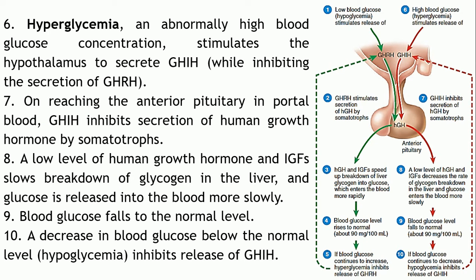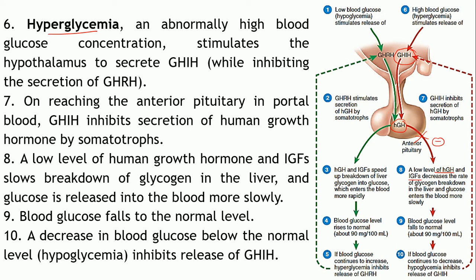On the other hand, if hyperglycemia is produced, that is abnormally high level of glucose, this will stimulate the hypothalamus to produce growth hormone inhibiting hormone. When this reaches the anterior pituitary, it will result in inhibition of the release of human growth hormone. So, it will be inhibited. This release will not take place. As a result of low levels of human growth hormone, what will happen? IGF will not be produced. So, IGF levels will also reduce.